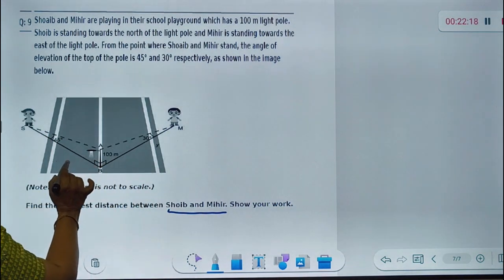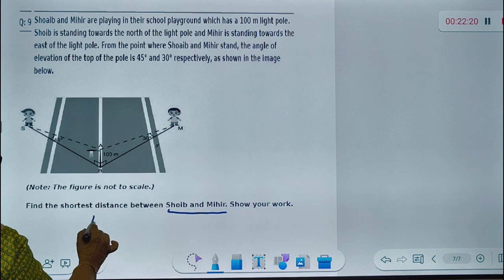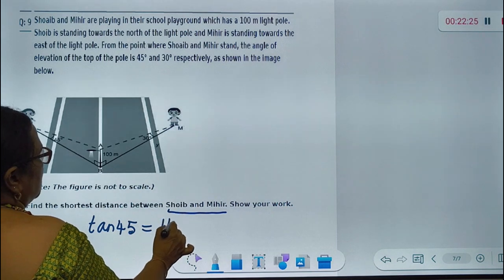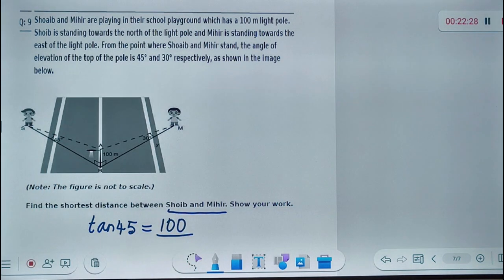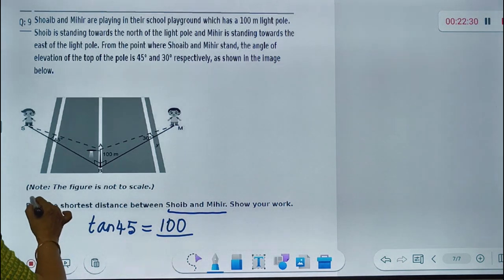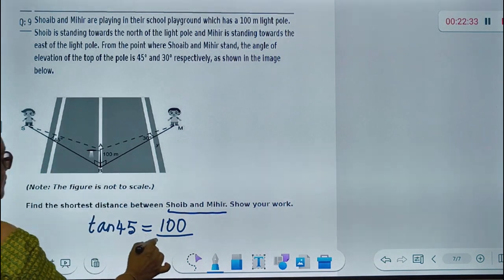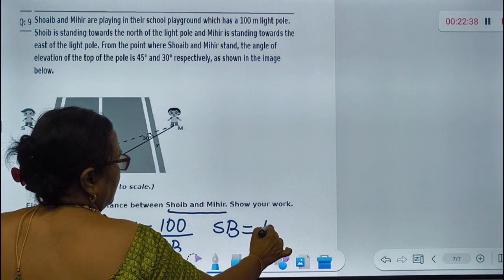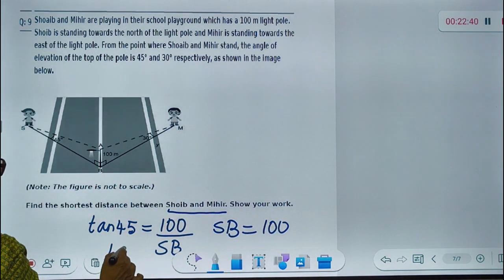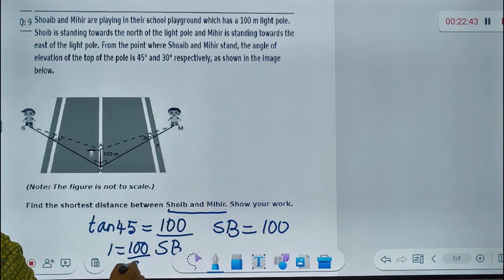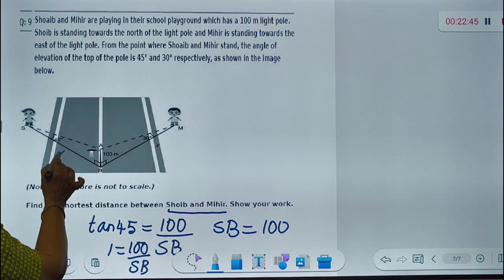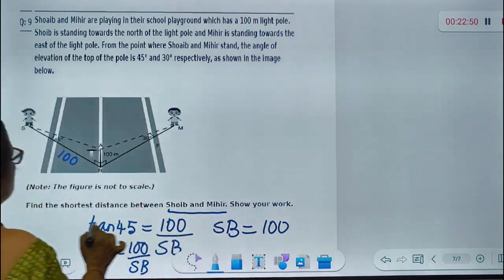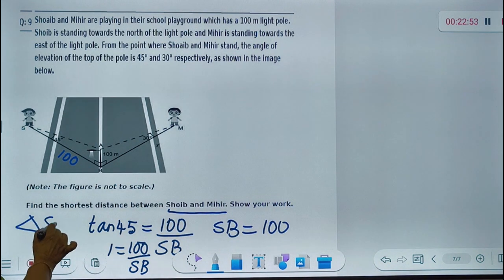Now, this is 90. So, what will be tan 45? Tan 45 equal to opposite side by adjacent side, which is 100 by SB. So, SB equal to 100. Why? Because tan 45 is 1, equal to 100 by SB. So, SB is 100. Now, if you look at this triangle, which triangle is this? SAB.